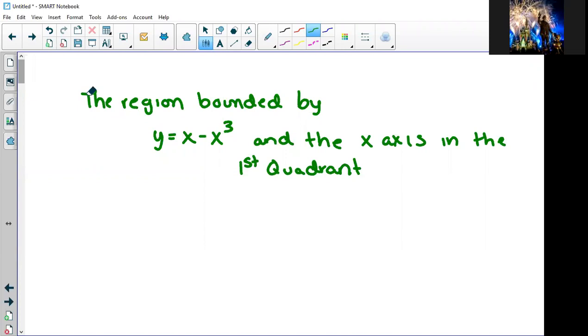volume. Okay, so what we want to take a look at here is this region, y equals x minus x cubed, and the x-axis in the first quadrant. And we're going to revolve it around a whole bunch of different things and pick out which is the best method to use and just set that up. We're not going to actually evaluate these. We're just going to set them up, just review these topics that we've talked about so that we're ready for our chapter 7 test. All right, so let's start off.